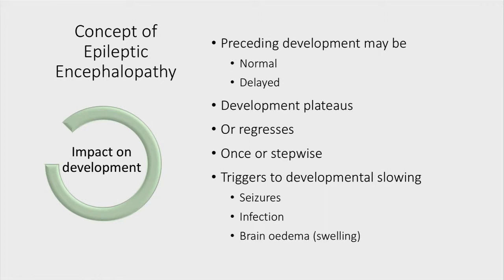What triggers developmental slowing in these children? It's most commonly seizures. They'll have a long seizure or something, or a cluster of seizures, and the parents will say, oh no, my child's just lost some skills. But it may be other things. It may be infection. It may be immunisation sometimes. It may be brain swelling. So all sorts of things can go backwards.